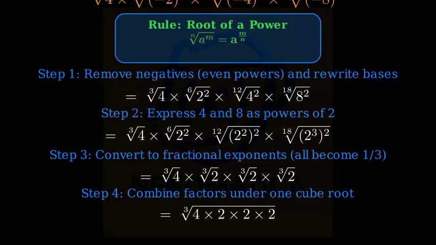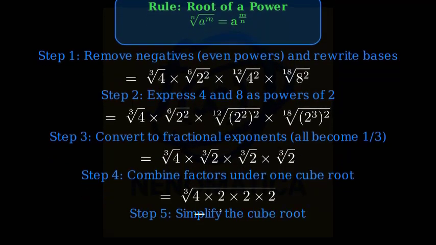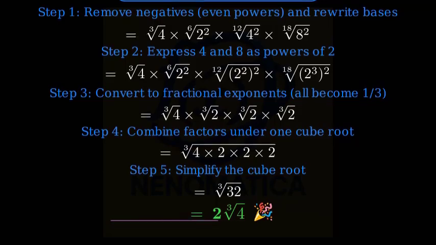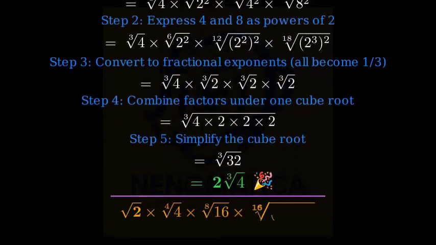Great. Now, we tackle the second expression. Watch for the exact same pattern. Again, we will rewrite each radicand as a power of 2, then convert to fractional exponents. Step 1. Express each number as a power of 2. Note that negative 16 squared becomes 2 to the 8th.